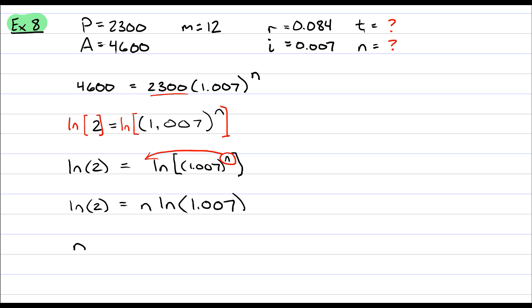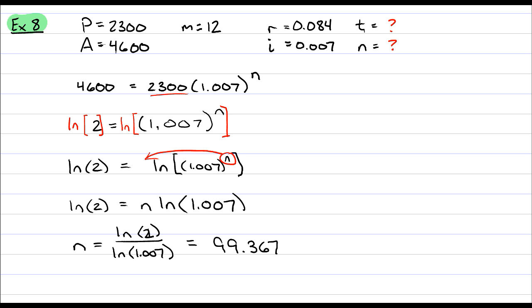So now, solving for n, I get that n is equal to the natural log of 2 divided by the natural log of 1.007. And plugging that into my calculator, I get 99.367. But that's not quite the answer. I need to pay careful attention to how this problem is worded.